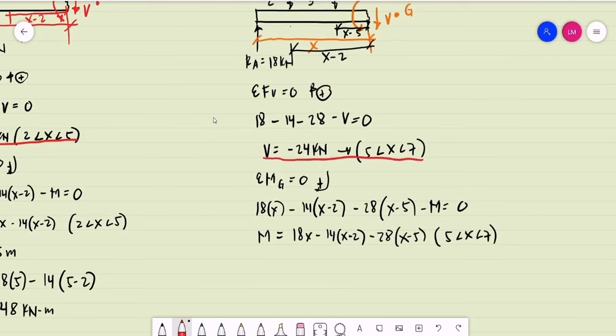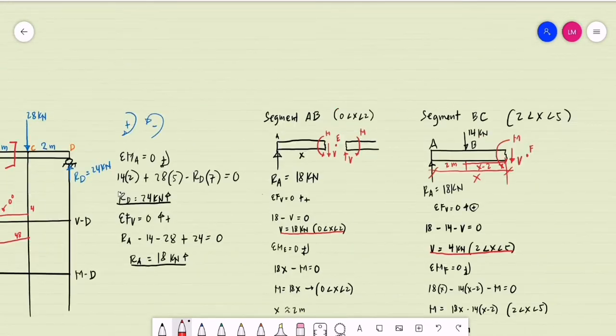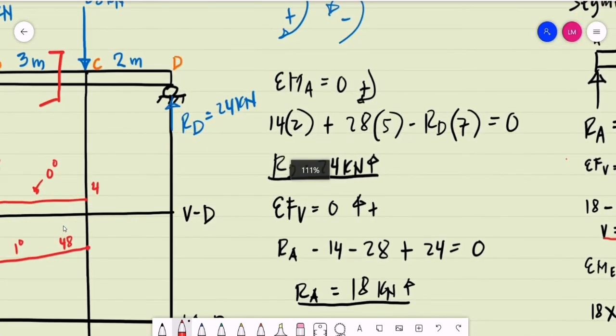For the segment CD, our shear is equal to negative 24. So from positive 4, we go down to a constant value of negative 24 kilonewtons. Starting at point D, we have an upward reaction of 24 kilonewtons. So that is negative 24 plus the reaction, positive 24, that will give us a value of 0 for our shear diagram.